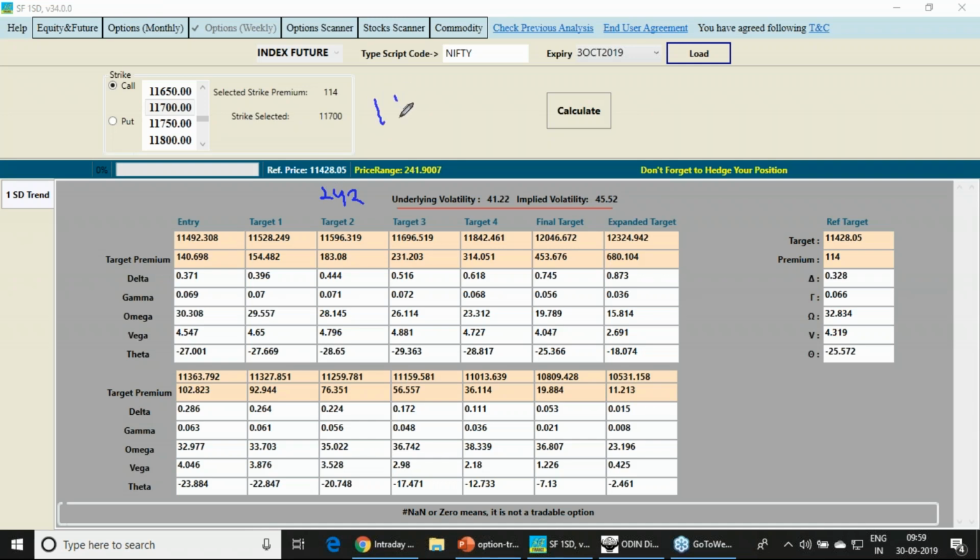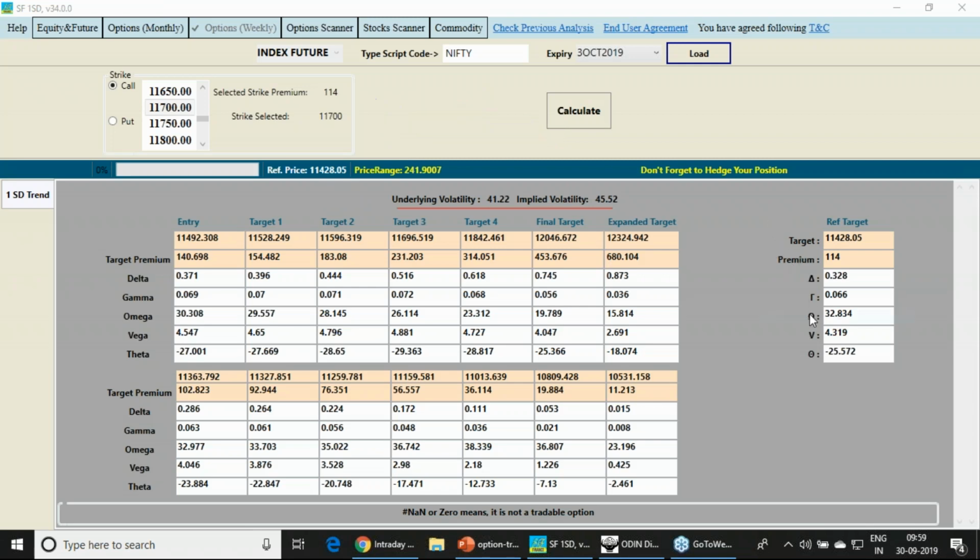11,650. Till 11,650 the call strikes should be chosen for buying. Same way, 242, if you subtract it from here, you can say till 11,150 also you can buy the put options. So this is the range in which you can choose any strike to trade.